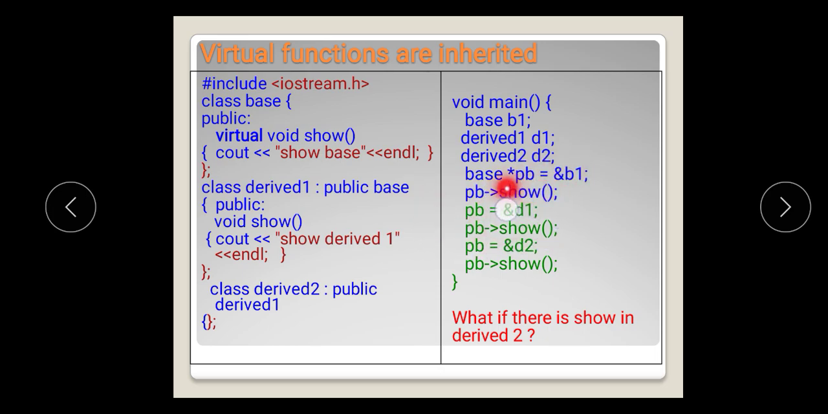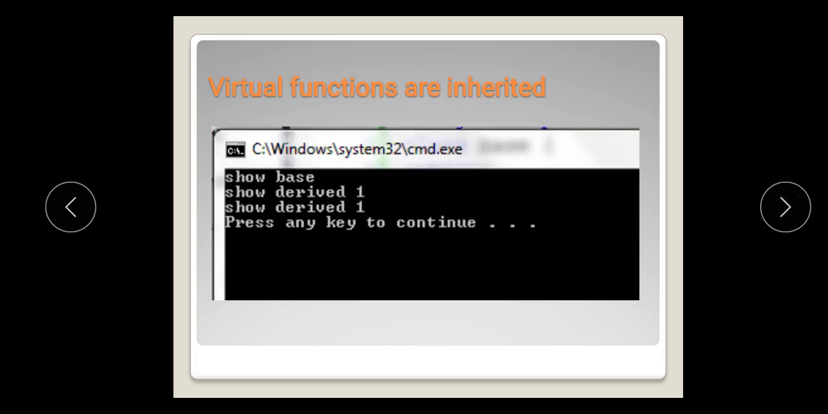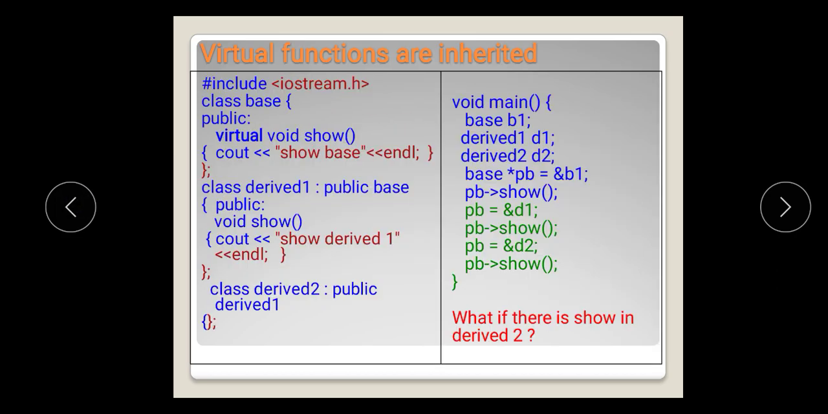Reference of the derived 1, it will execute the function of the derived 1, and then we pass the reference of the derived class 2 and it will execute the function of the derived 2 class. Hence it will display the output: show base, show derived 1, show derived 1. Why show derived 1 again? Because inside the derived 2 we are not using anything, so whatever functions are available in the derived 1 become part of the derived 2.